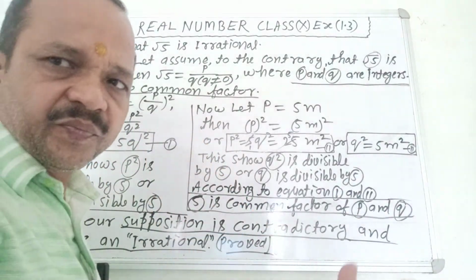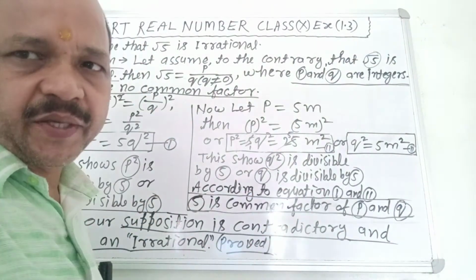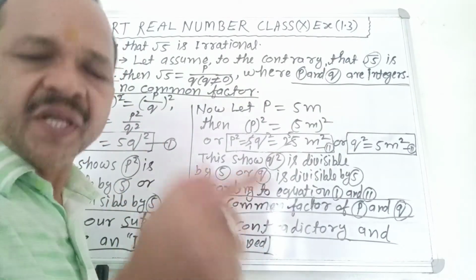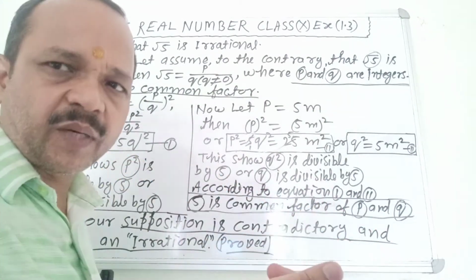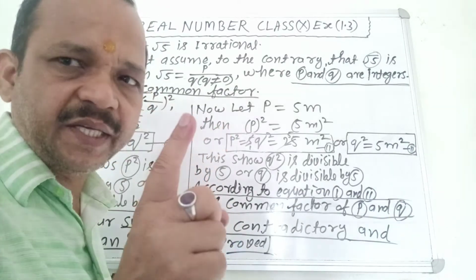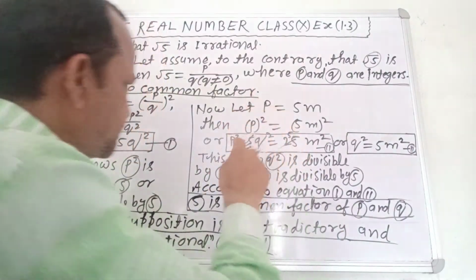Equation first shows p square is divisible by 5. It means p is divisible by 5. If p square is divisible by 5, then p is divisible by 5. It is clear? No confusion about it? Very good. See the board.